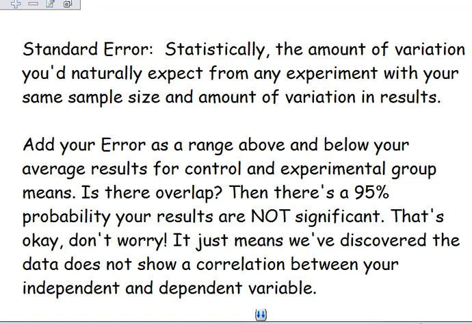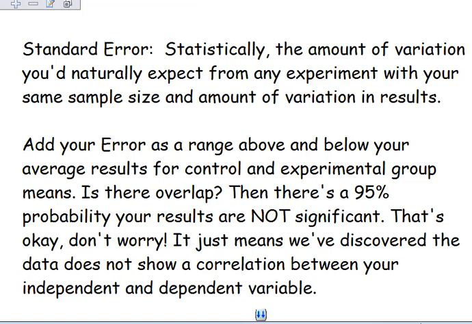For science fair projects, we use standard error to show how much variation you would naturally expect from any experiment that had the same number of trials as you had and resulted in the same results. Like, it helps you determine how significant your results are.